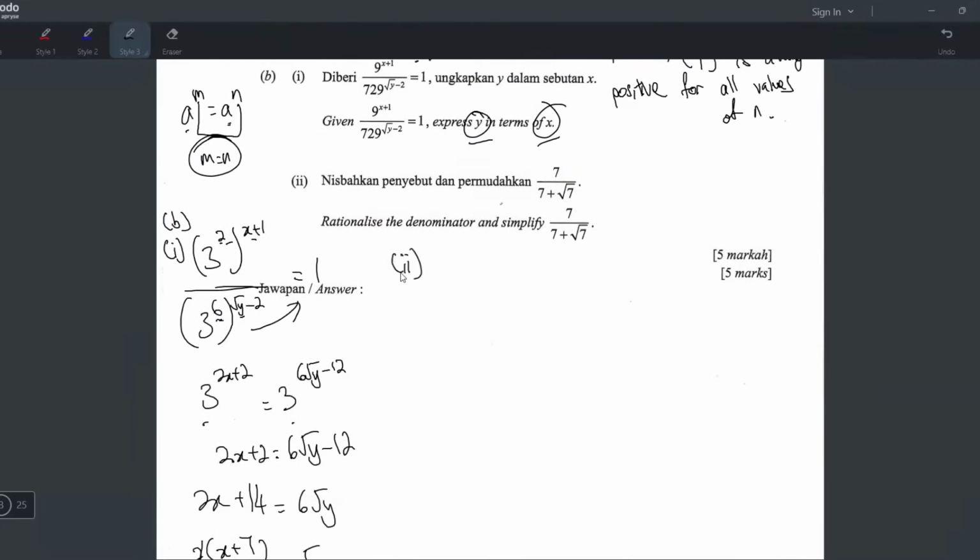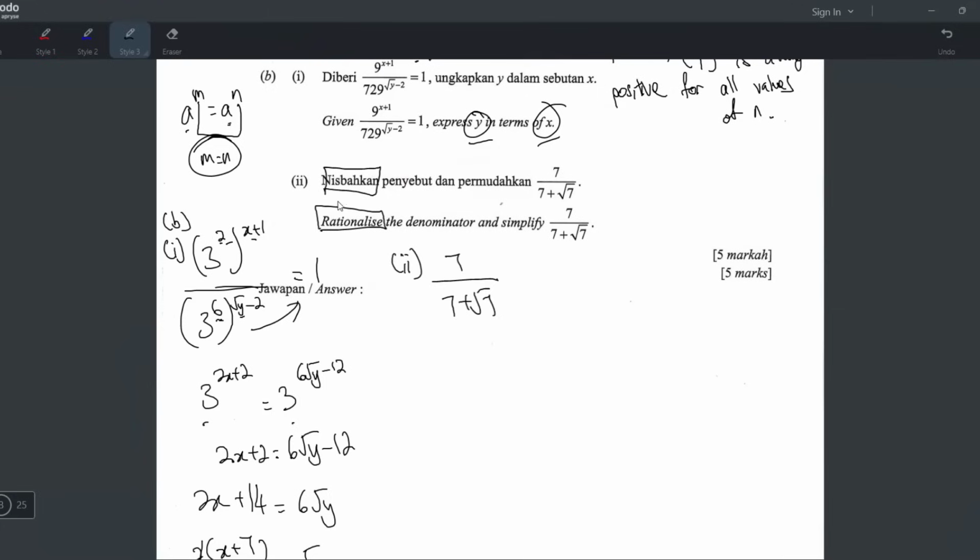Okay, this is definitely a third question. Definitely a third question. Because this word only comes out in the third. Yeah. So rationalize the denominator and simplify 7 over 7 plus square root 7. In Bahasa Melayu, nisbahkan penyebut dan permudahkan.